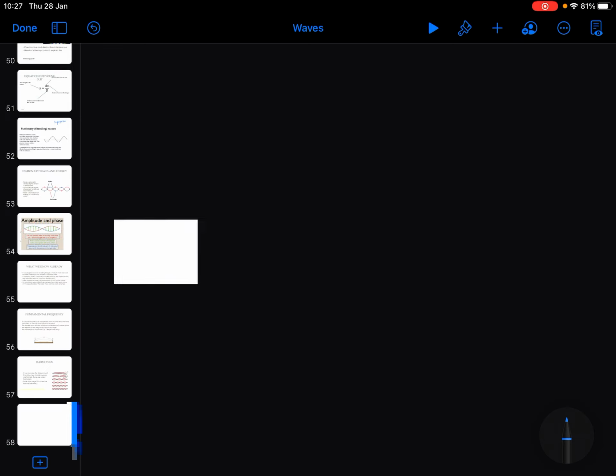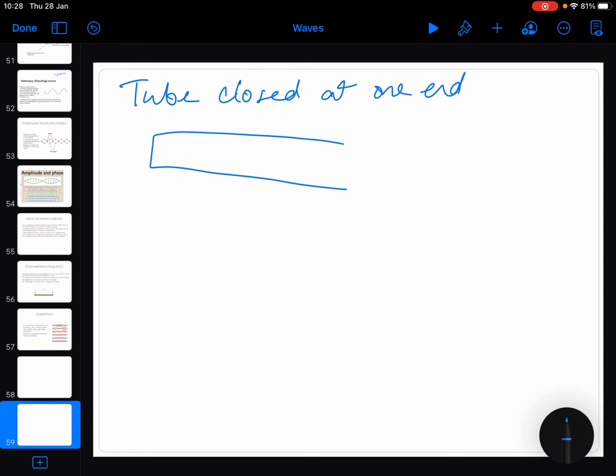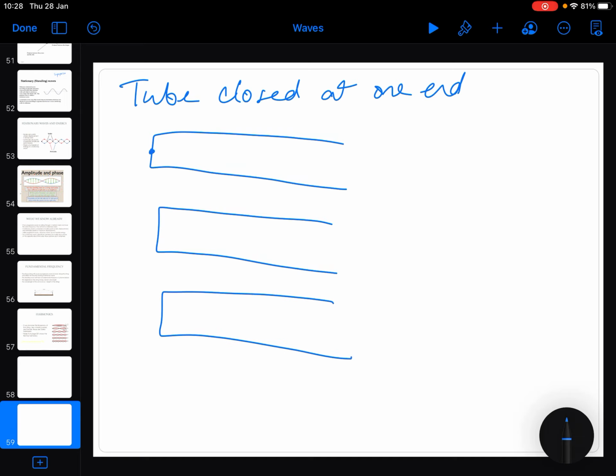Then let's look at a tube closed at one end. Okay, and I'll go sideways just to keep us consistent. And again, I'll do 3. Now, at the end that it is closed, you will always end up with a node. At the end that it is open, you will always end up with an antinode. So our lowest one that you can have, our fundamental frequency, is that. Node at one end, antinode at the other.